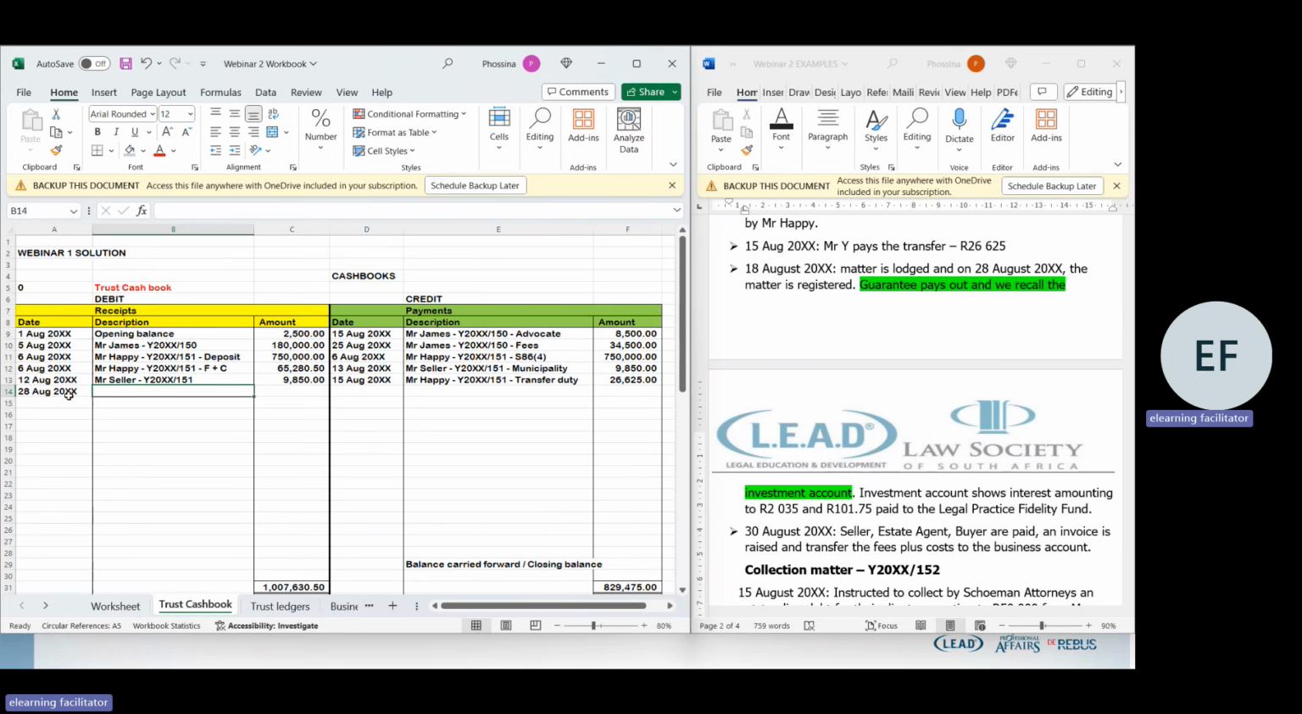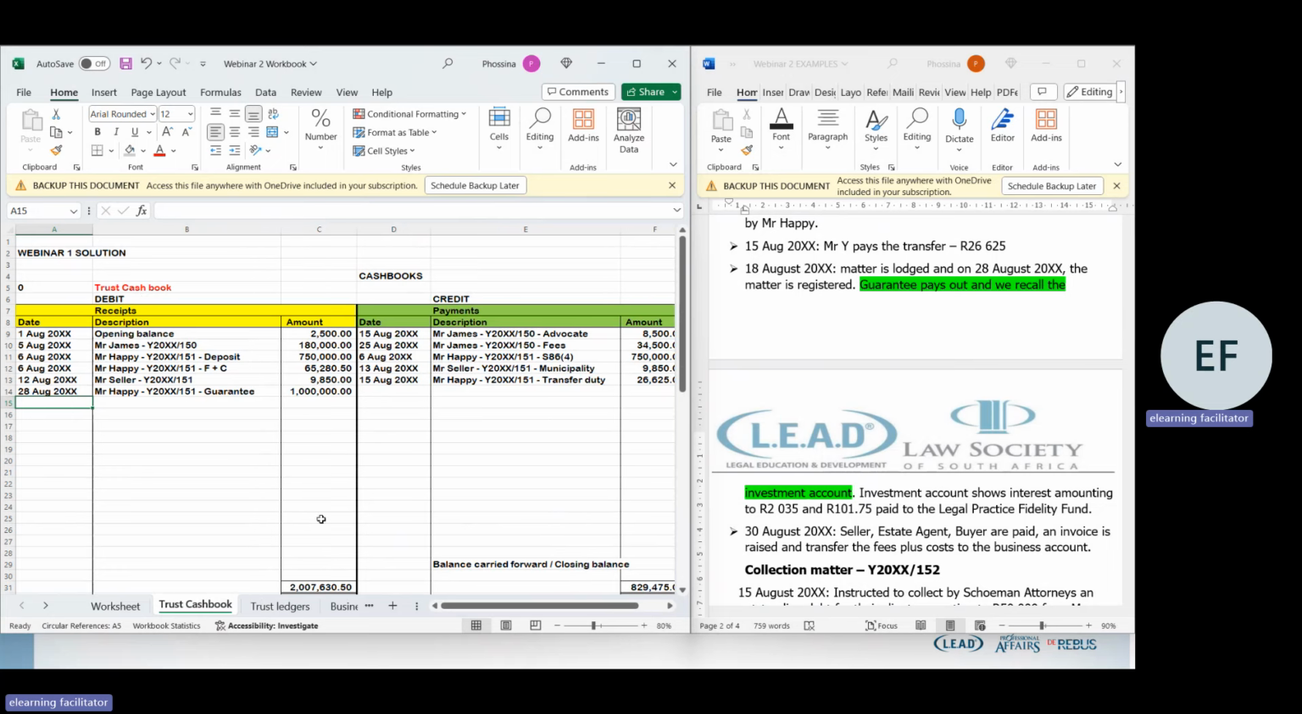Okay, how much are we receiving and for who? So it's Mr. Happy, and it's 28 August 20XX, 151, and this is guarantee. You can say guarantee, or you can indicate this is TymeBank. Okay, how much is our guarantee? 1 million. So from his mortgage, he registered a mortgage. After registering a mortgage, he's paid, and he's got an obligation to then pay back the money.